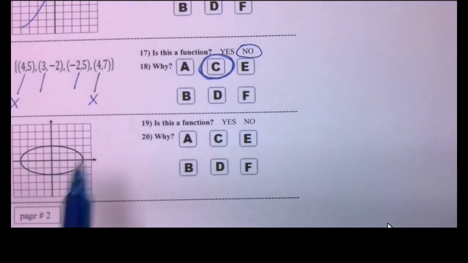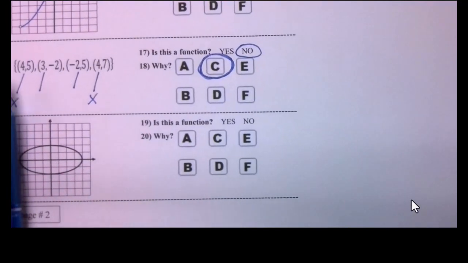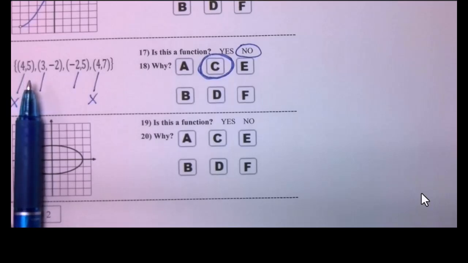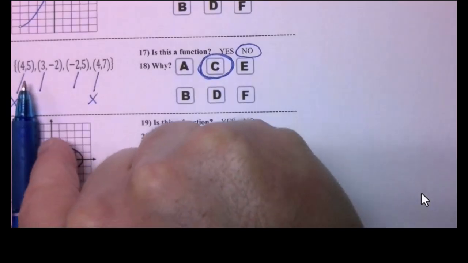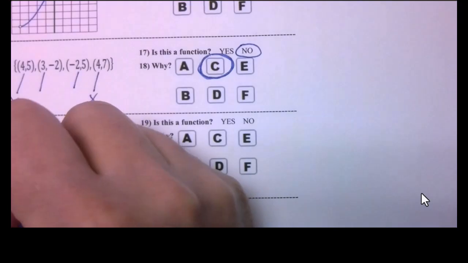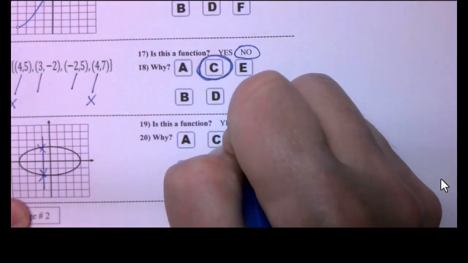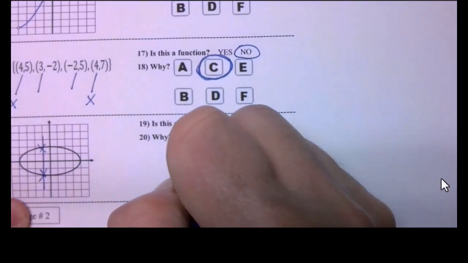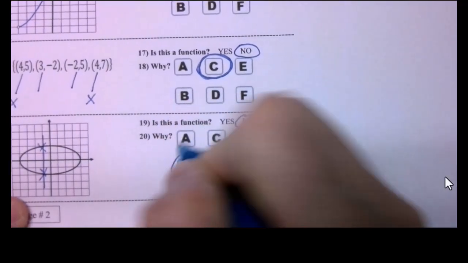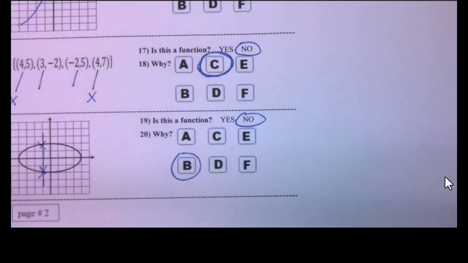The last one, it is a graph. We do the vertical line test and see what happens right there. If I put the pencil right there, I'm touching here and there, 2 places. So that is a big no-no to be a function. So it's not a function, and the reason is because the vertical line test, the vertical line touches more than one point. So that concludes the lesson for today.